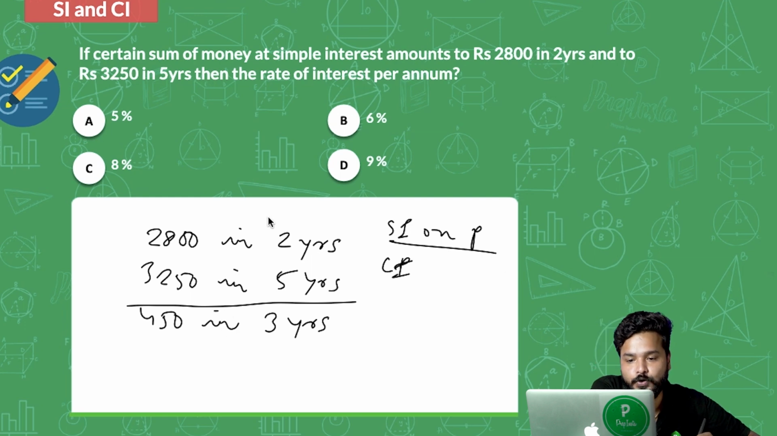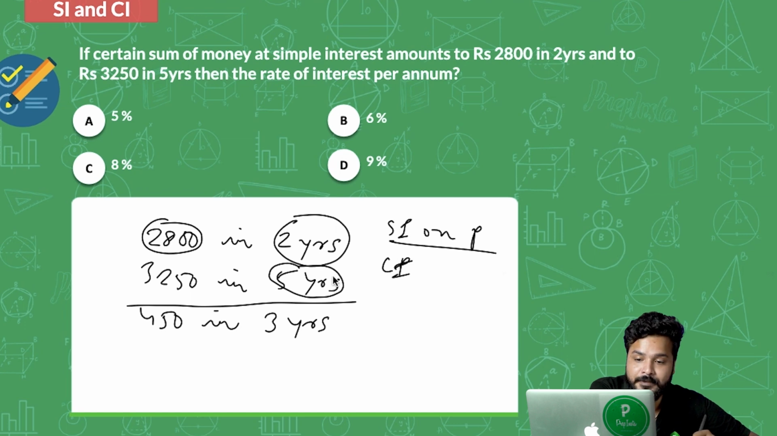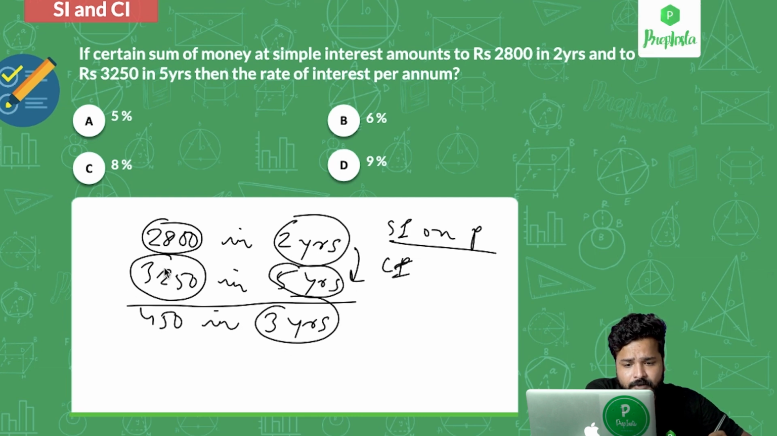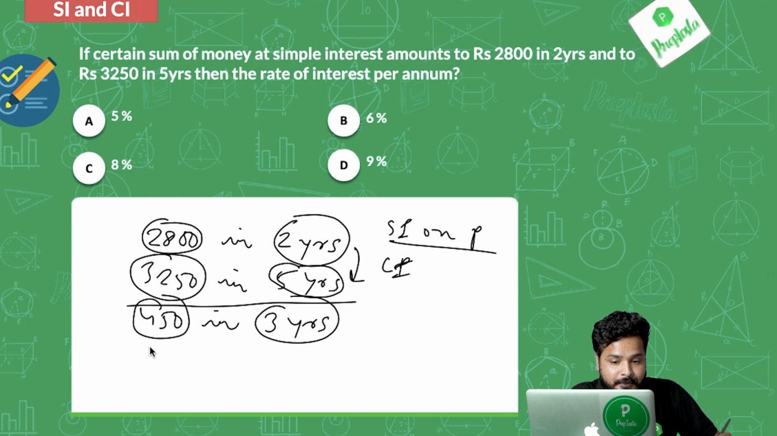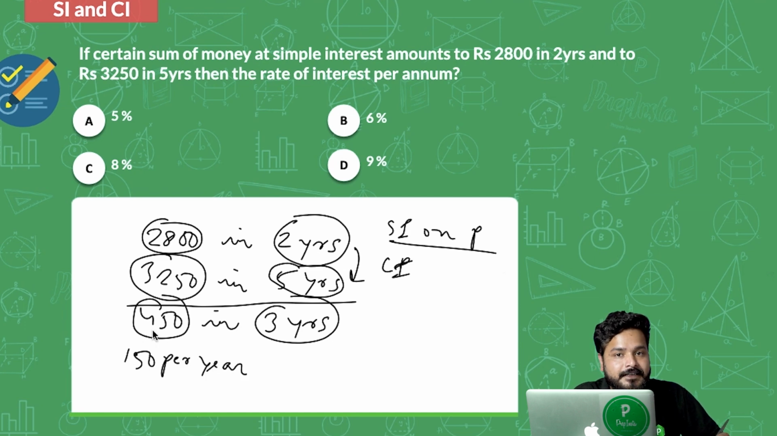See, initially in 2 years, the amount was 2800. In the next 3 years, when it completed 5 years, it became 3250. So in these 3 years, what exceeded? Rupees 450. So in simple interest, if it is 450 in 3 years, that means it is 450 divided by 3, so 150 per year. So 150 per year is the simple interest.